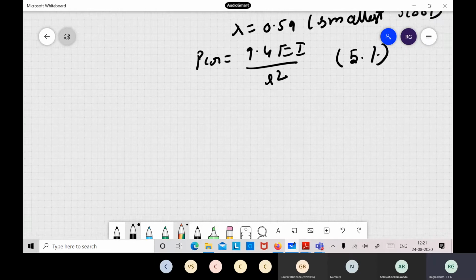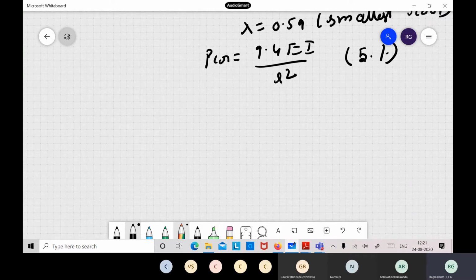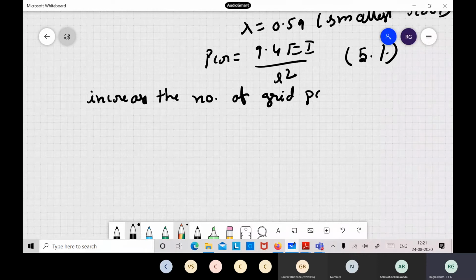So now if you want to decrease the error, you increase the number of grid points itself. If you increase the number of grid points, automatically your error goes toward 0. So you can try increasing the number of grid points, and then you can find out how this error decreases. You can just do it by yourself, or maybe you can write a small MATLAB code.